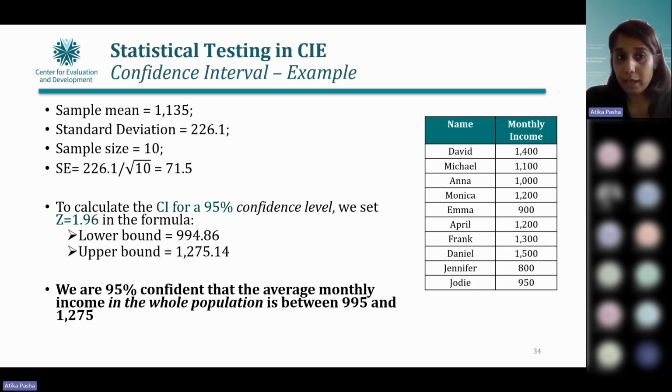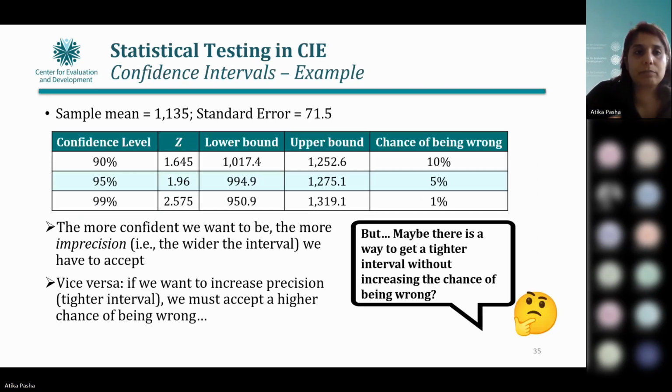What does that mean for our sample mean? It means that we have 95% confidence that the average monthly income of the whole population is between 995 and 1,275. Again, you can calculate this at the 90% confidence level or the 99% confidence level, whichever level you would prefer to have. Again, the higher your confidence level, the better. But there are problems associated with changes in confidence level.